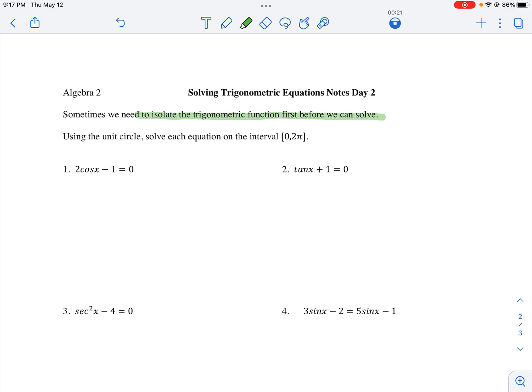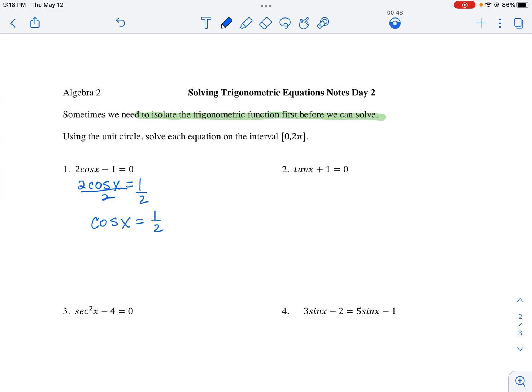In number 1, I want to get cosine x alone. So what is your first step? Your first step is to add 1 to both sides. What is your next step to get cosine x alone? Divide both sides by 2.